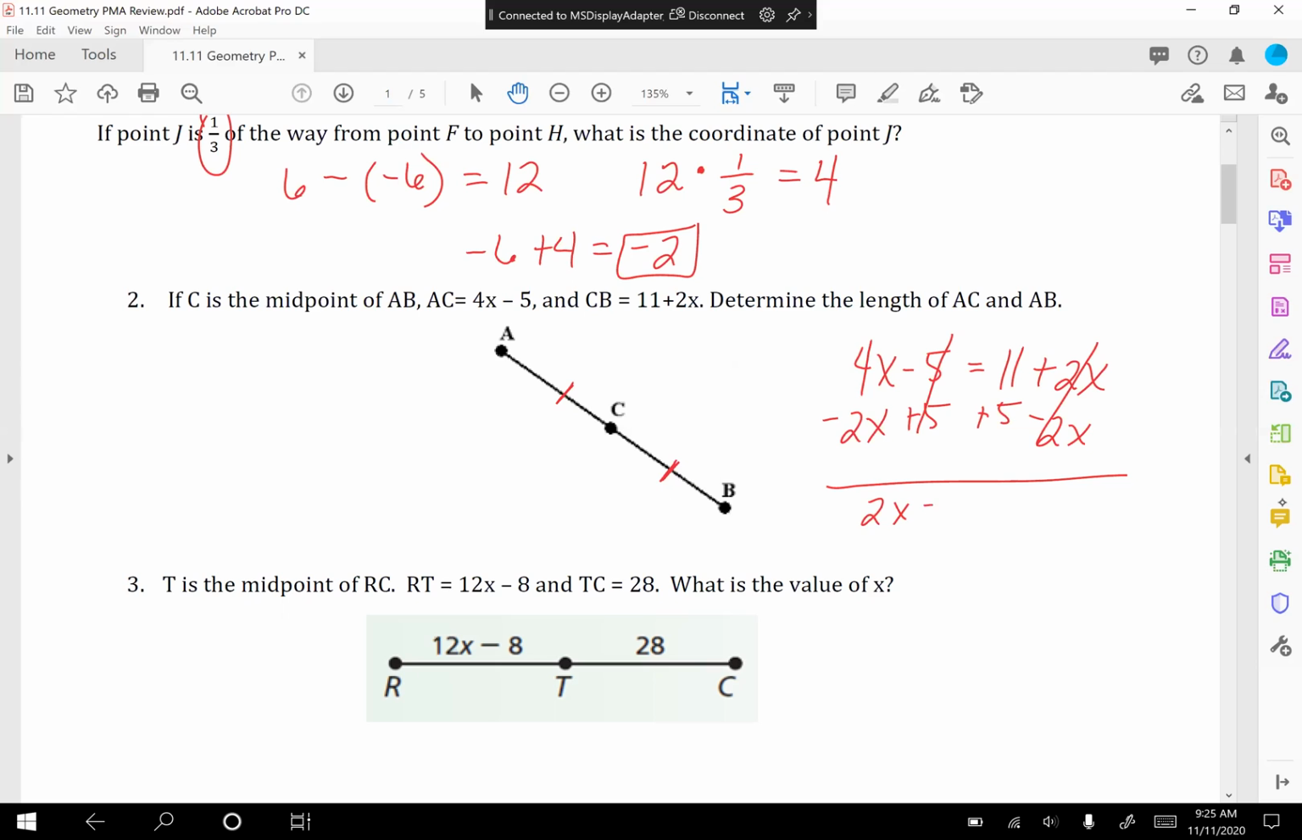So 2x is 16. Divide by 2. x is 8. But they want us to find the length of AC and AB. So if I want to find that distance, I have to plug in. AC would be 4 times 8 minus 5, so 32 minus 5. So AC is 27.